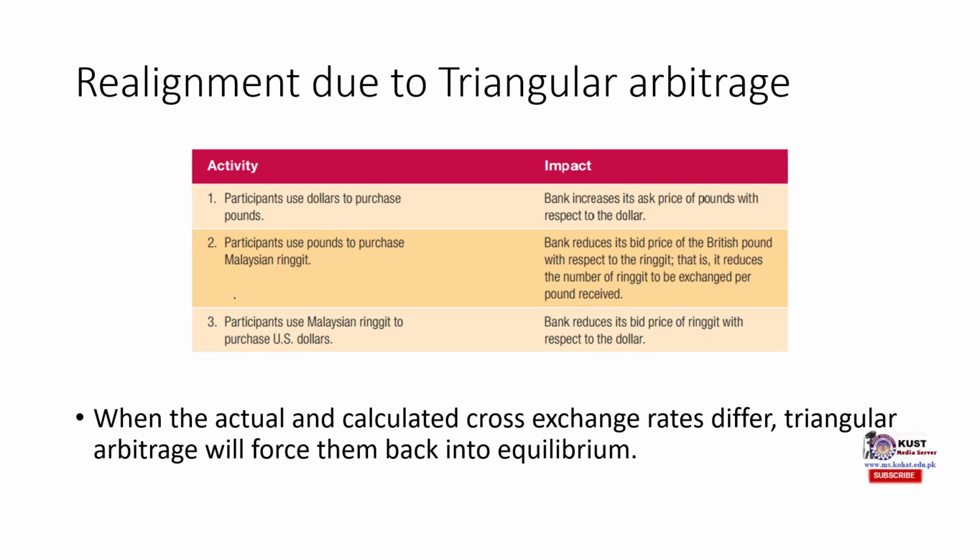So what this realignment would do is that it would force the exchange rate into equilibrium. And what do we mean by equilibrium here? We mean that investors taking advantage of triangular arbitrage would lead towards a situation where future investors would not take any advantage from the change in the prices. So in simple words, the triangular arbitrage would cease to exist for future investors.